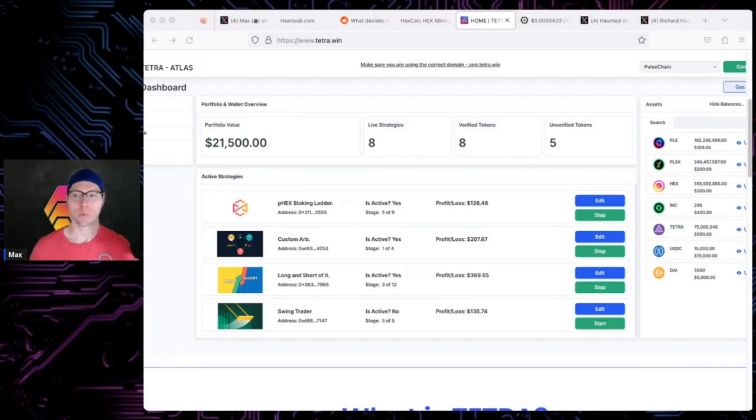How big could it grow? Well, how big can PulseChain grow? You think about all these little sub communities, some bigger than others, but all these products have people using them. They have community members, and if you just got a small portion of those community members who wanted to automate their strategies, you could see a scenario spreading like wildfire, right?